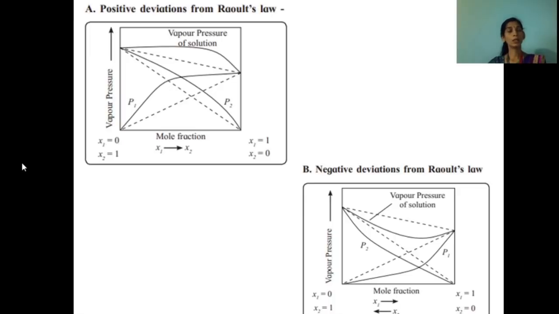In this lecture, we complete all the points of ideal and non-ideal solutions. One more question will be asked, that is, write the difference between ideal and non-ideal solutions. Thank you.